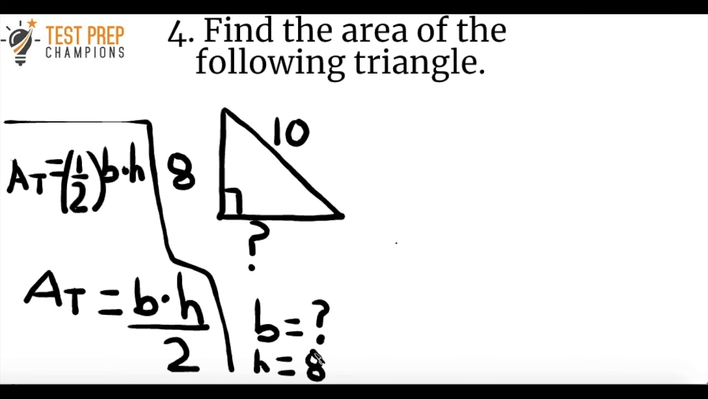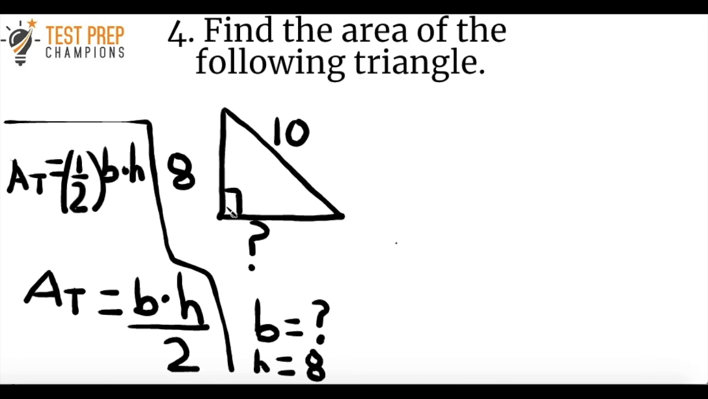Okay, so in order to use this formula, we have to first find what the base is. And then we can take the base and substitute it into the formula for b. We can take this 8 and substitute that into the formula for our h. But we need to find out what b is first. And so how do we do that?